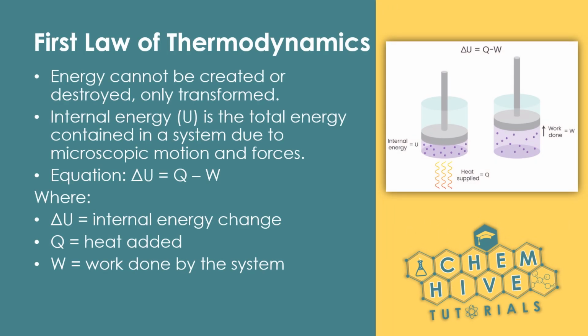Next is the first law of thermodynamics, which states that energy cannot be created or destroyed, only transformed, and is defined as internal energy, U, the total energy contained in a system due to microscopic motion and forces. Equation: delta U equals Q minus W, where delta U equals internal energy change, Q equals heat added, W equals work done by the system.